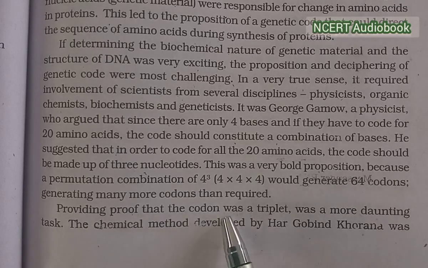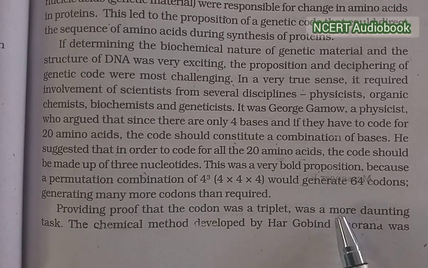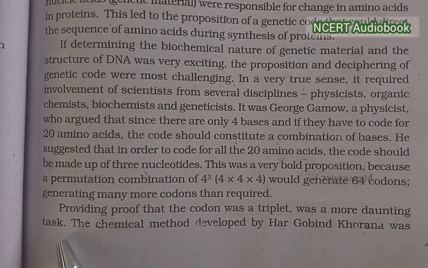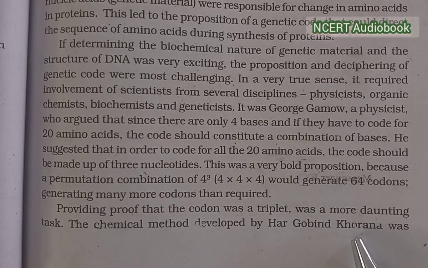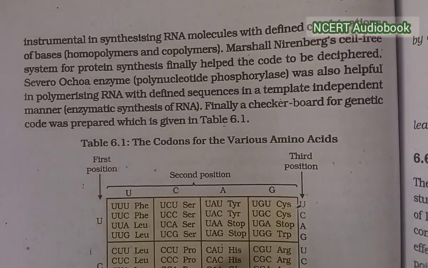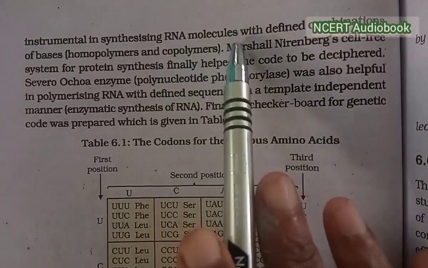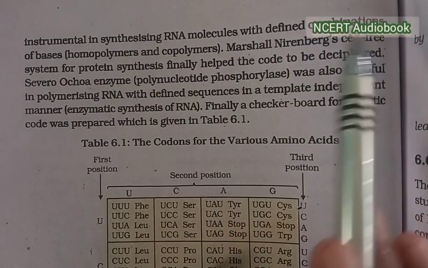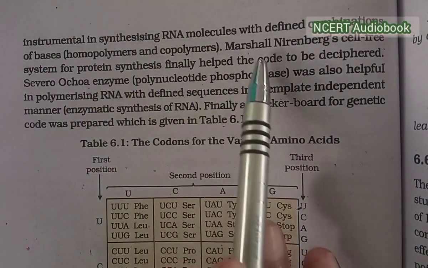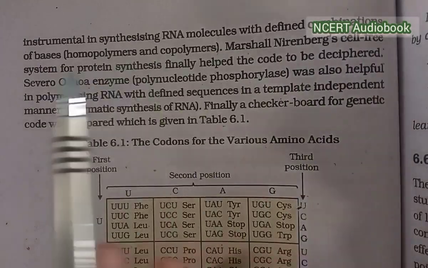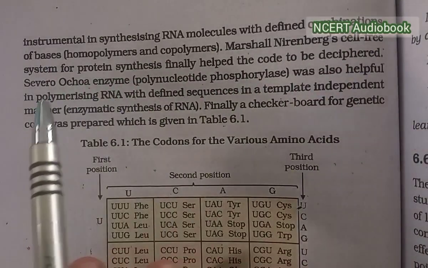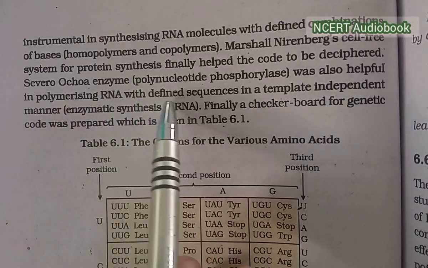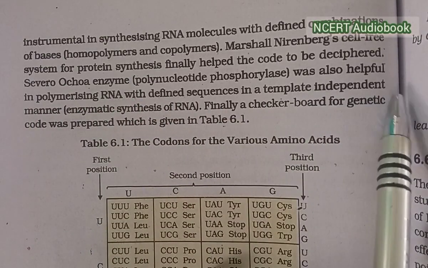Providing proof that the codon was a triplet was a more daunting task, and the chemical method developed by Har Gobind Khorana was instrumental in synthesizing RNA molecules with defined combinations of bases. Marshall Nirenberg's cell-free system of protein synthesis finally helped the codes to be deciphered, using polymerase to make RNA with defined sequences in a template-independent manner.